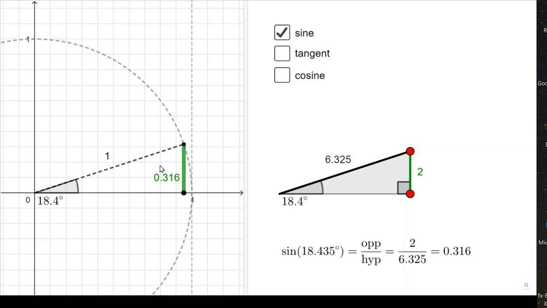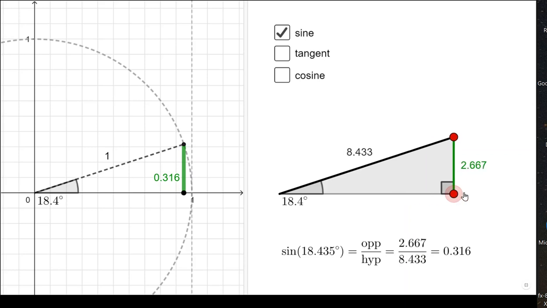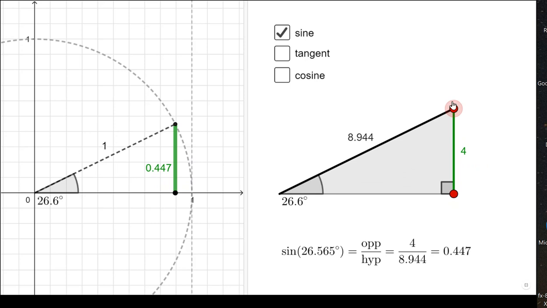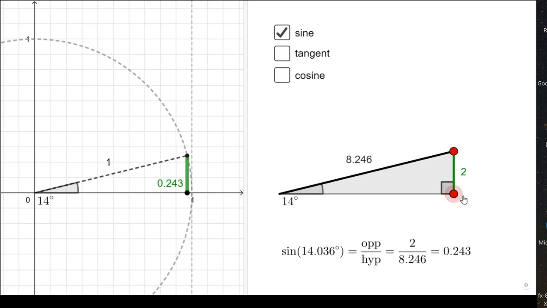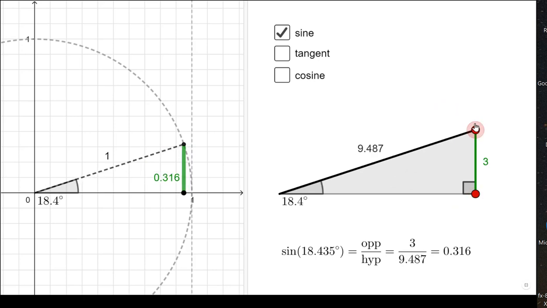Okay, welcome back. In this applet, we compare similar triangles. So you're to do an investigation by adjusting the control points. What we can notice is there are two similar right-angled triangles being set up.